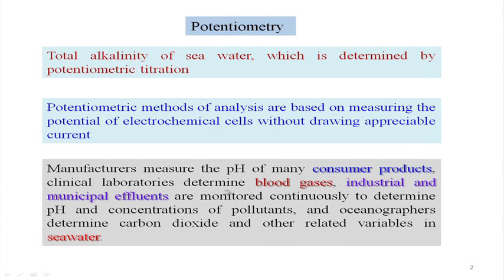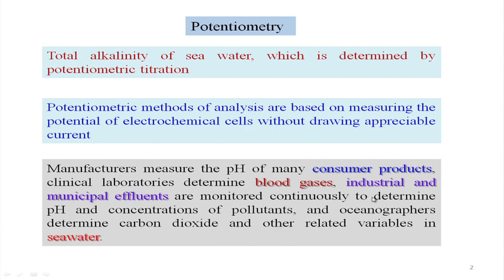Then clinical laboratories determine not only the pH of the blood, but also the dissolved gases, because dissolved gas like carbon dioxide is present in more amount. So, how we can monitor the concentration of carbon dioxide by using this technique.